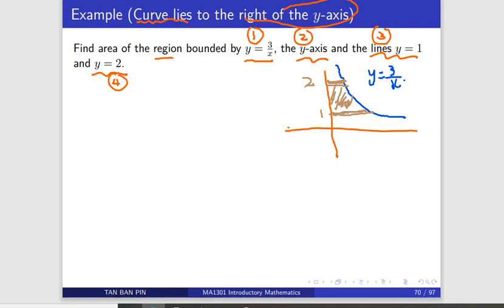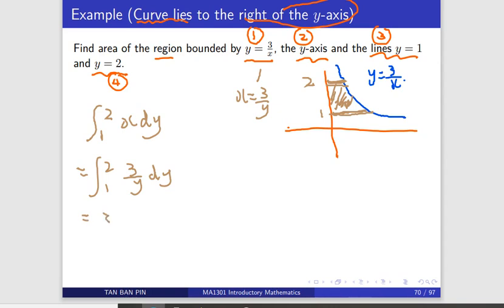And to find this area, you can just integrate x dy from 1 to 2. Since y is 3 over x, you can say x is 3 over y. Right? So that means you just integrate 3 over y dy from 1 to 2. So it's 3 times the integral of 1 over y dy, from 1 to 2. So it's 3 ln y from 1 to 2.